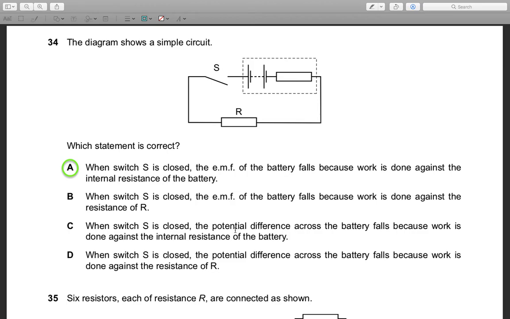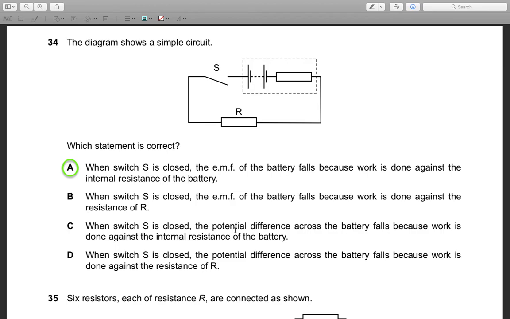The diagram shows a simple circuit. Which statement is correct? Yes, I actually choose A. When switch S is closed, the EMF of the battery falls because work is done against the internal resistance of the battery. What about C, B, or D?